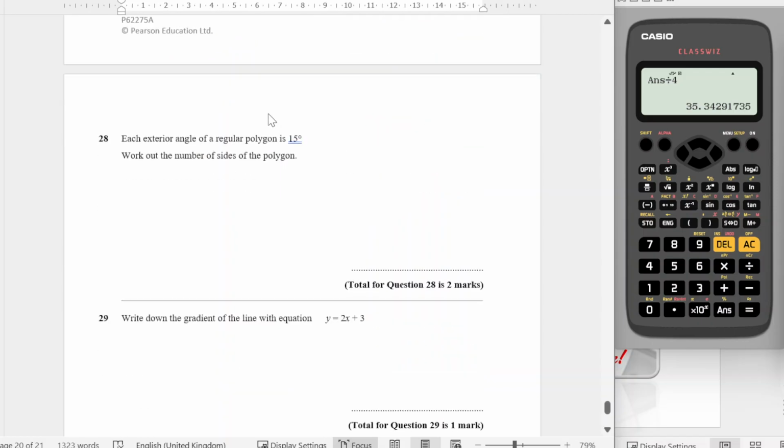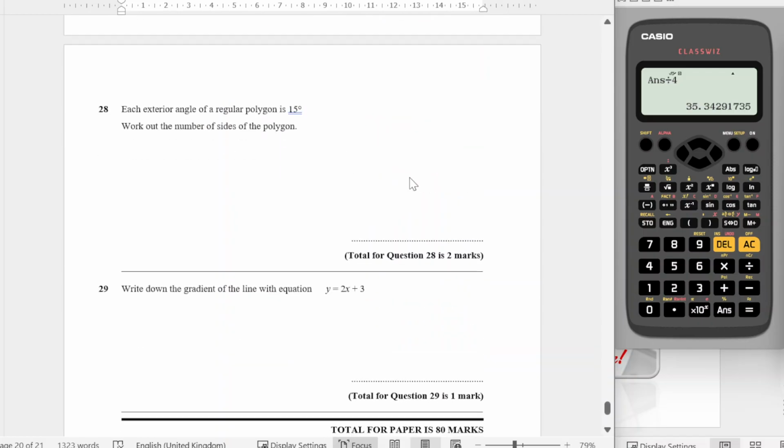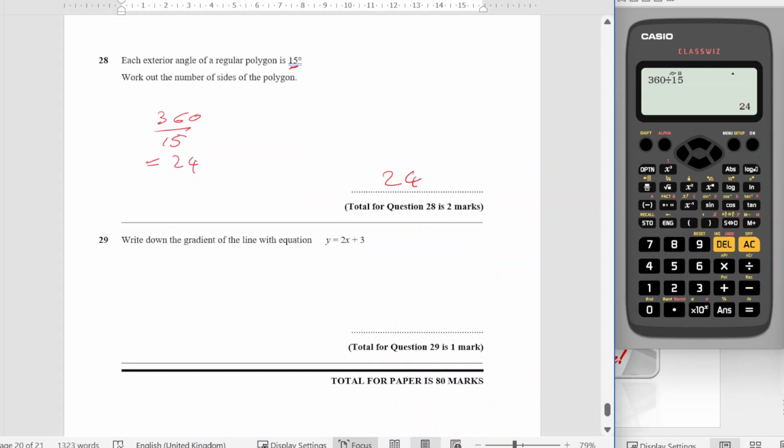Okay, question 28. Each interior angle of a regular polygon is 15 degrees. Work out the number of sides. So 360 divided by 15 equals 24 sides. And 29, write down the gradient of the line of equation y is equal to 2x plus 4. So if I compare that with y equals mx plus c, m is 2, so the gradient would be 2.